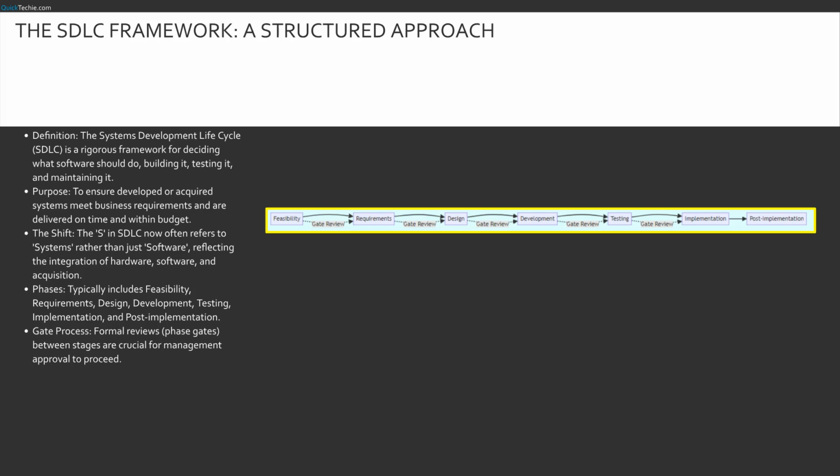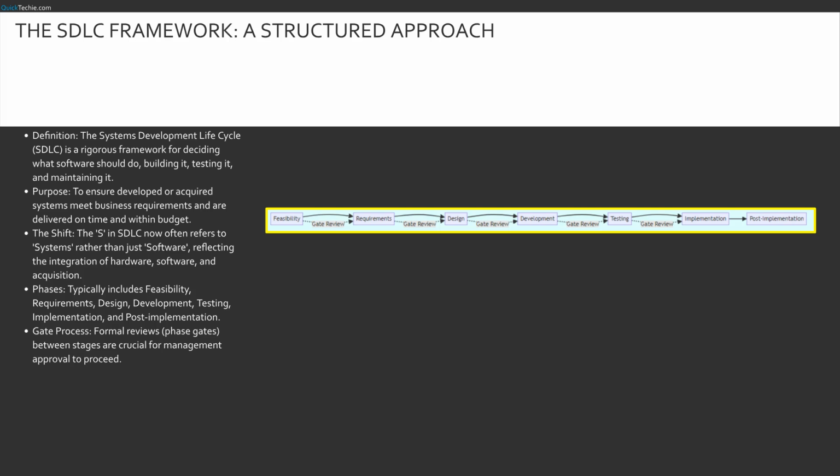The core value here is control. We move through specific phases, from feasibility to disposal. Crucially, we use a gate process. You don't just drift from design to coding. You stop at a gate, conduct a formal review, and get approval. This prevents bad projects from consuming good resources.